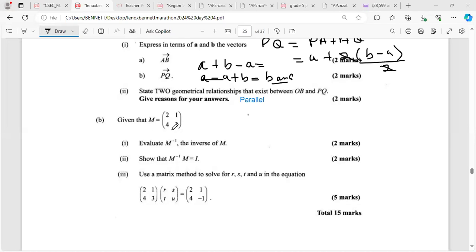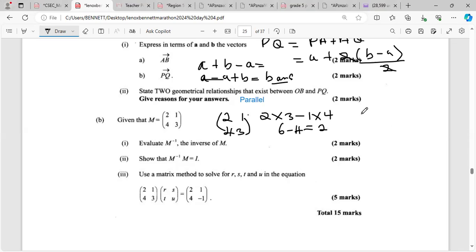Given that M is equal to 2, 1, 4, 3, evaluate the inverse of M. Let me just rewrite this. For the inverse, first you have to find the determinant, and the determinant will be AD minus BC. So it'll be 2 times 3 minus 1 times 4. So 2 times 3 is 6, minus 4, and that's equal to 2. So we have 1 over 2. We need the adjoint now. So 3 goes up with 2 there, and 2 goes over to 3. And then for B and C, we change the signs. And that will be the inverse. And you get 2 marks.